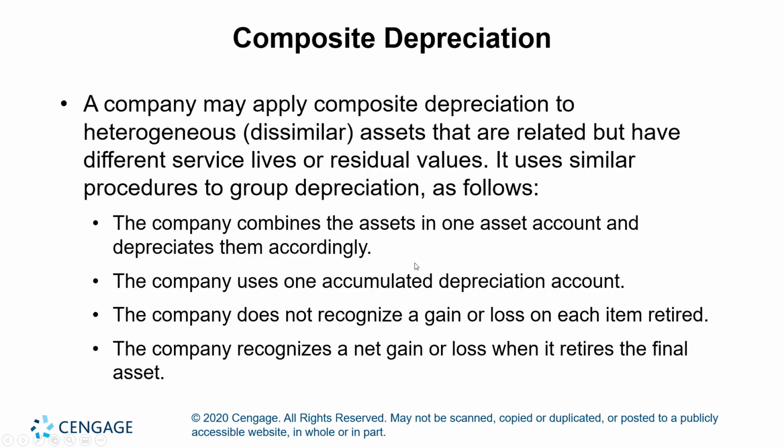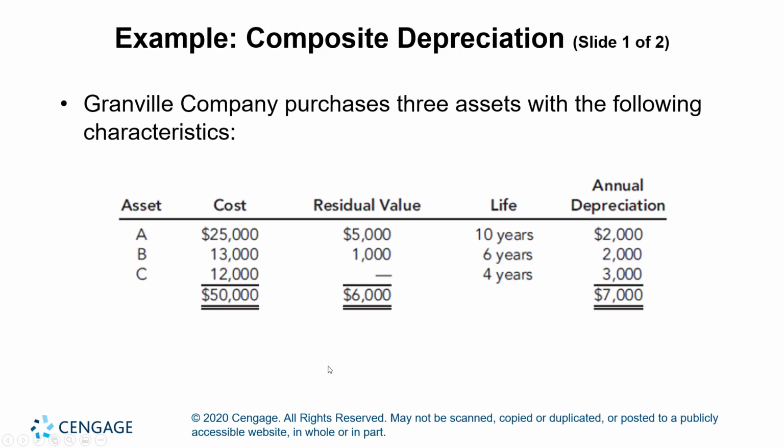So Granville purchases 3 assets, A, B, and C, with costs of 25, 13, and 12, residual values of 5, 1, and 0, useful lives of 10, 6, and 4, and annual depreciation of 2,000, 2,000, and 3,000, or 7,000 total. Assuming Granville uses straight line, it computes the composite depreciation rate as 7,000 divided by the 50,000, or 14%. So depreciation expense is $7,000, or 50,000 times 14%. It would continue this process until the book value equals the estimated residual value of $6,000.